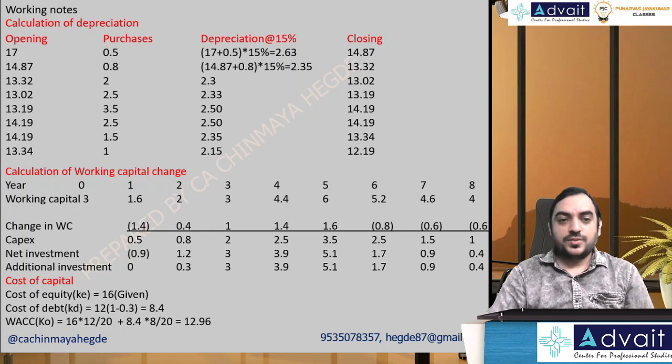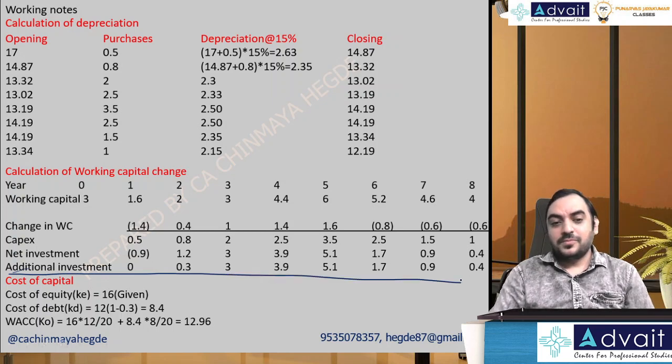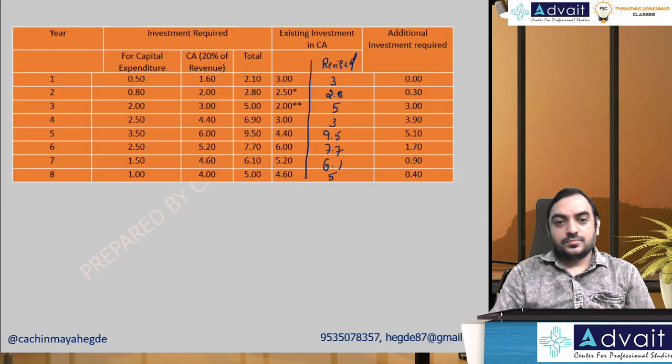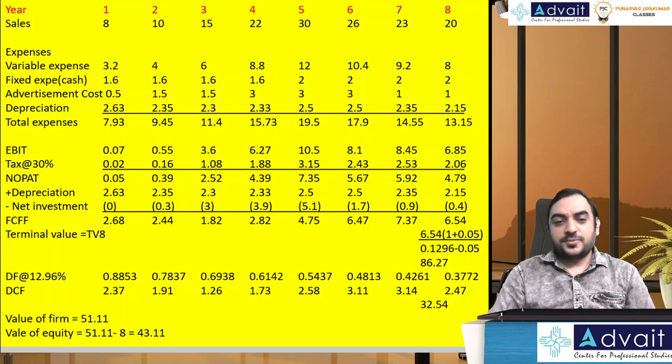Any other doubts? Though it looks like a special, lengthy problem, for me it's a very, very regular problem. It's just lengthy. The extra point we are learning is this net investment or additional investment. Only this part was the extra element. Okay, hope you got it.